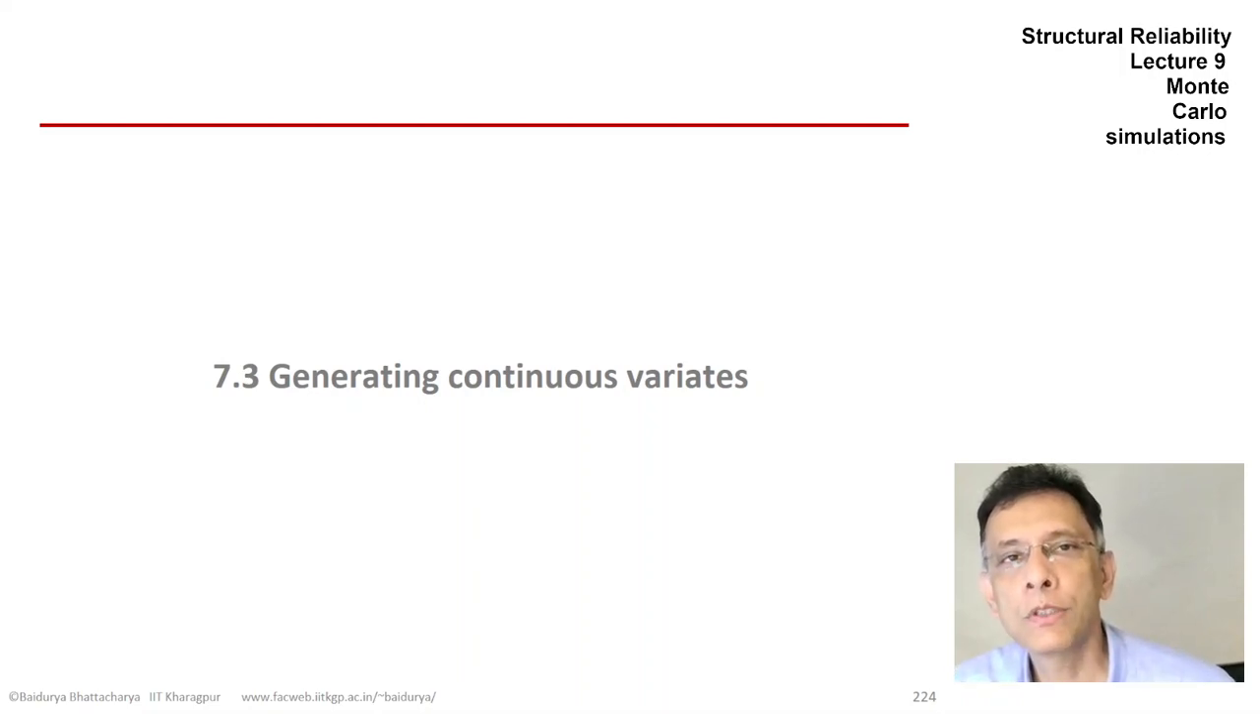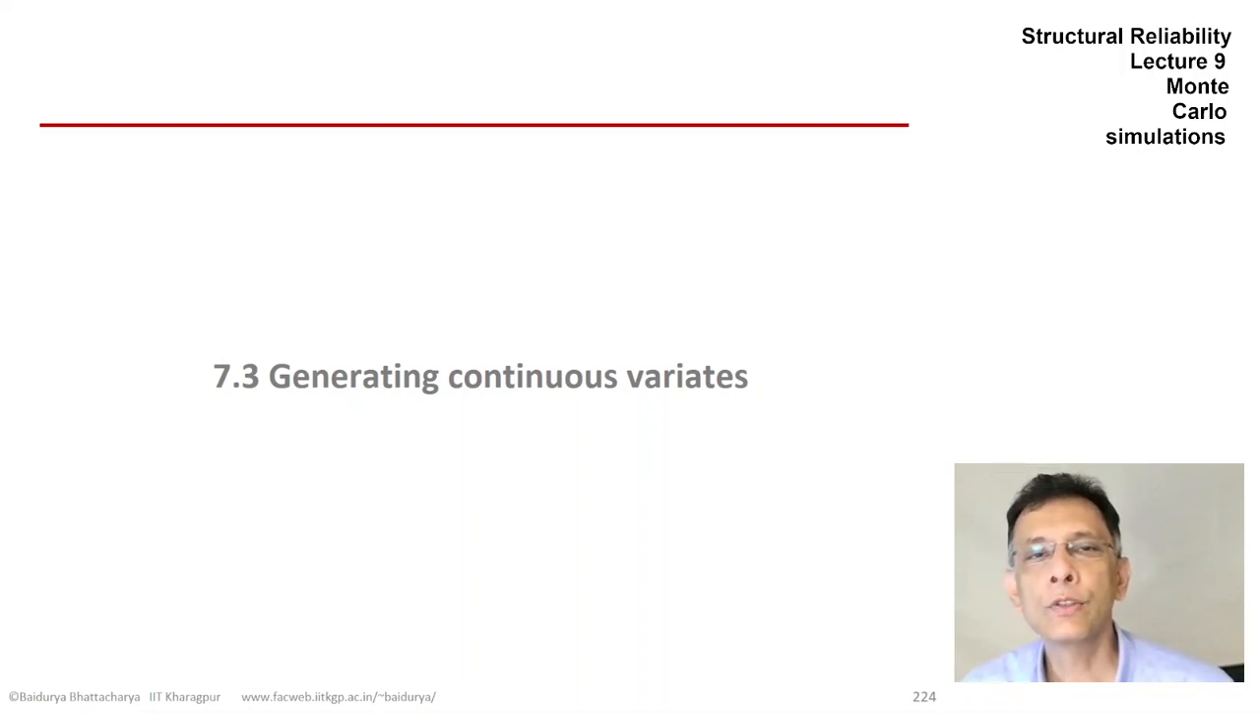The pseudo-random number generator gives us a sequence of independent uniform deviates. But in Monte Carlo simulations, we need samples from all kinds of distributions, discrete, continuous, including dependent samples, samples from joint distributions.